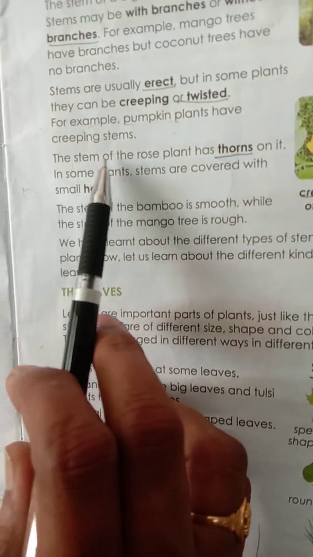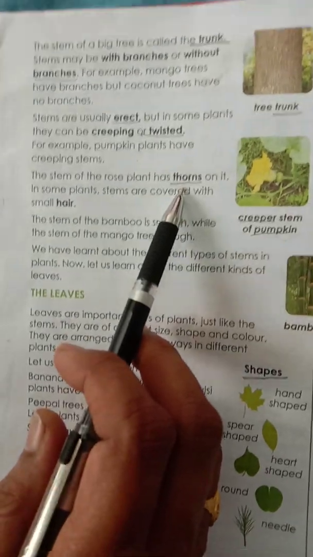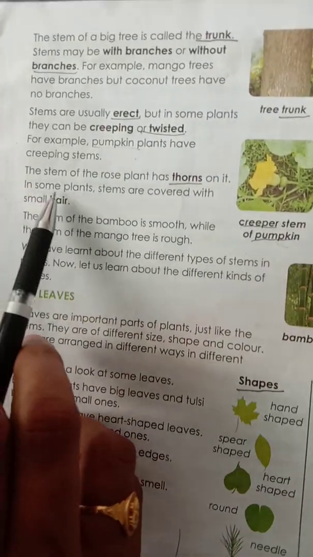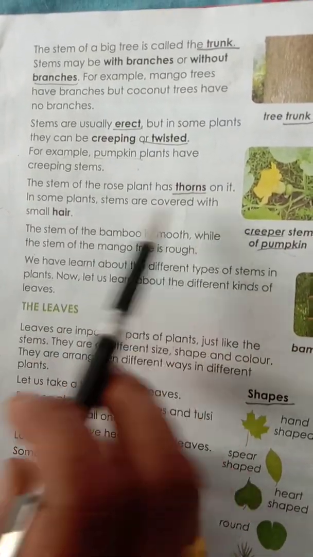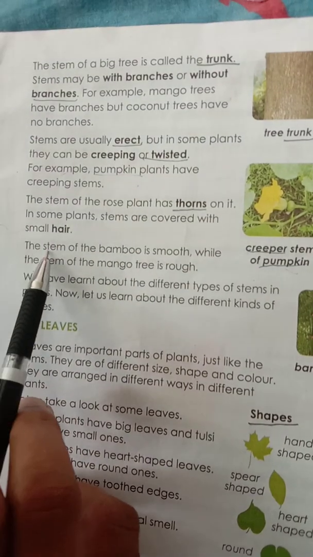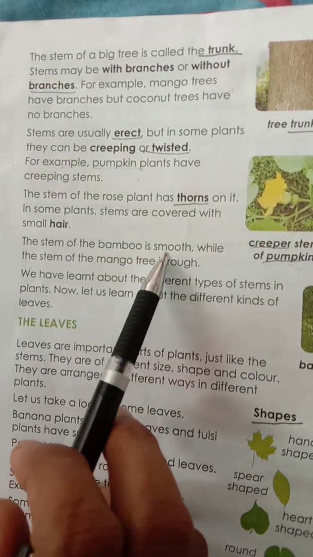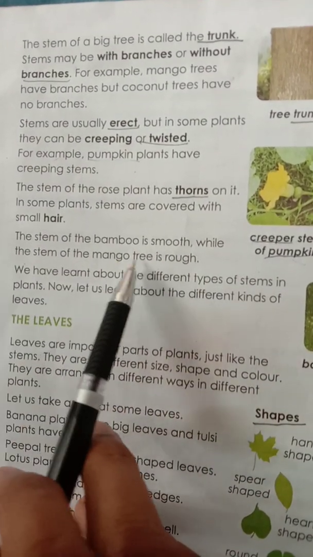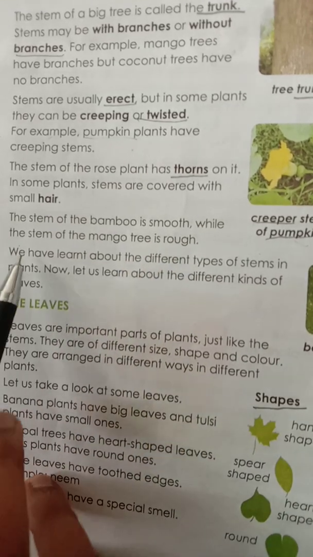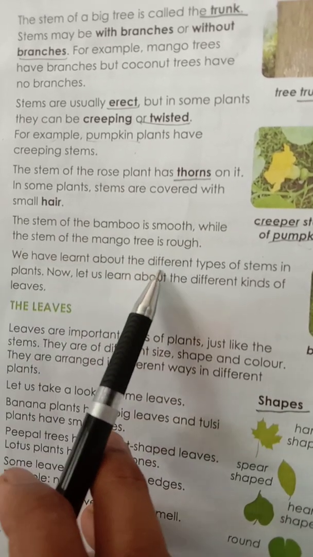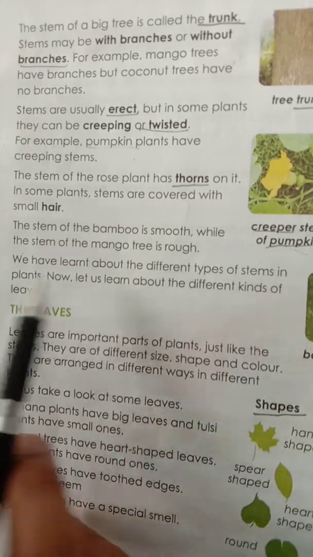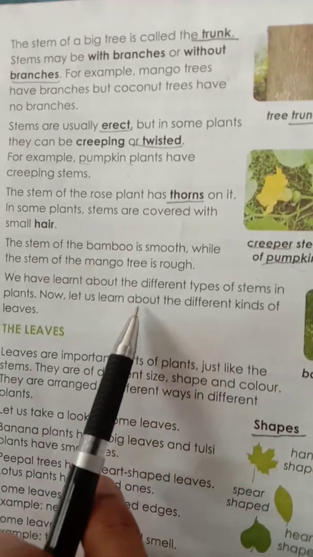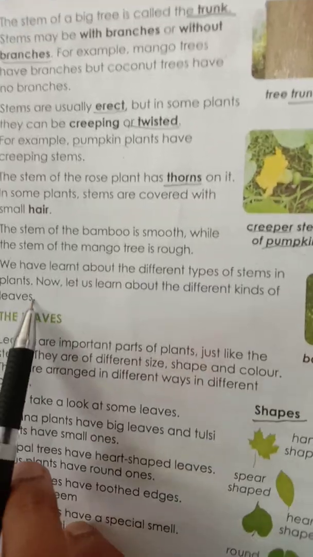The stem of the rose plant has thorns on it. In some plants, stems are covered with small hair. The stem of a bamboo is smooth, while the stem of a mango tree is rough. We have learnt about the different types of stems in plants. Now let us learn about the different kinds of leaves.